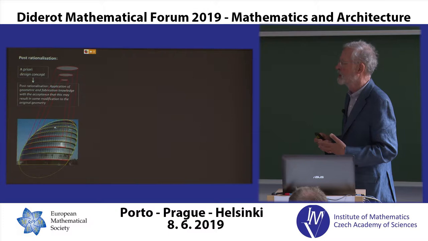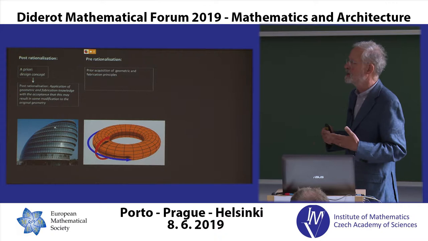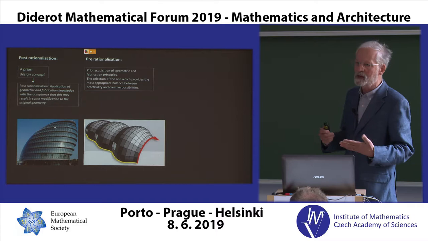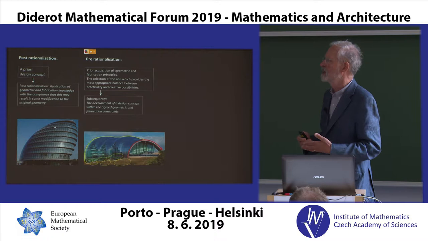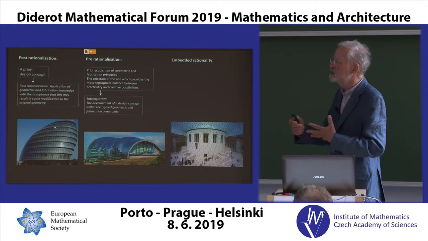In the case of the pre-rationalized, we have some prior acquisition of geometric knowledge and fabrication principles. We select one, in this case using toroidal sections, so we know that these are going to produce planar panels, and we know that those panels are repeatable. So now we can work within that solution space, and we can develop a design concept within those agreed principles. And then embedded rationality, over to Chris to talk about that. Essentially, there is no two-stage process, it's all in one algorithmic process.